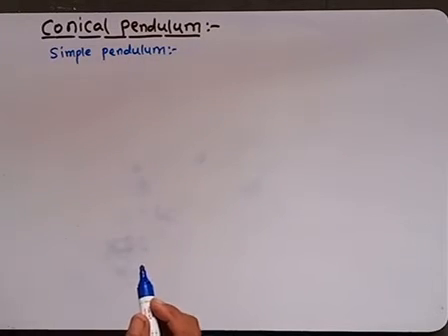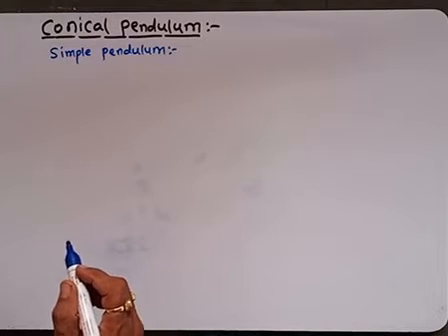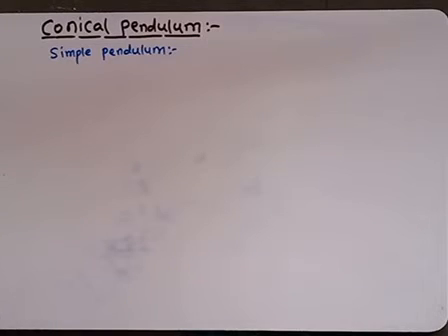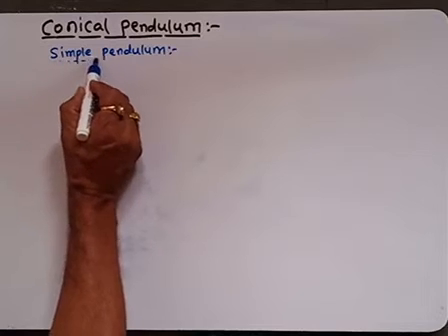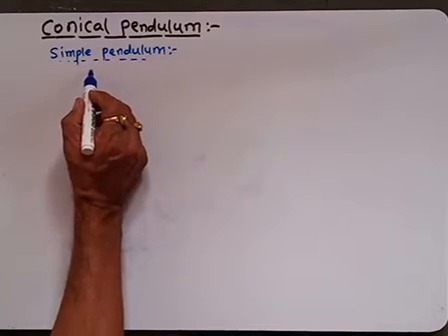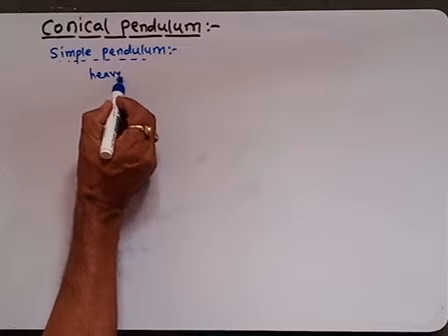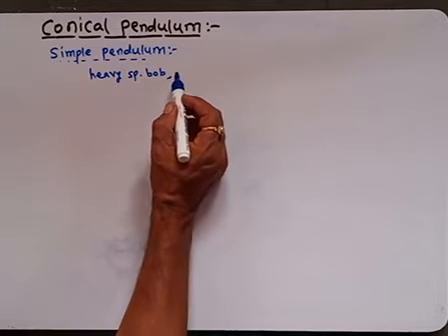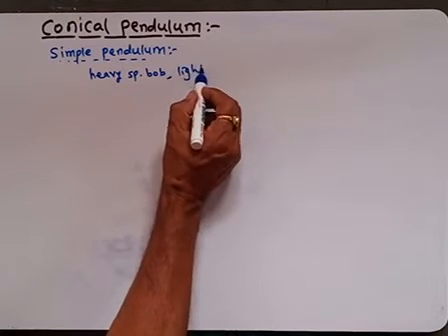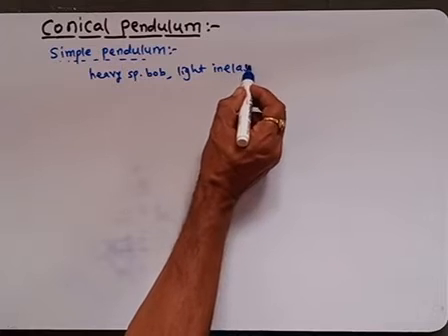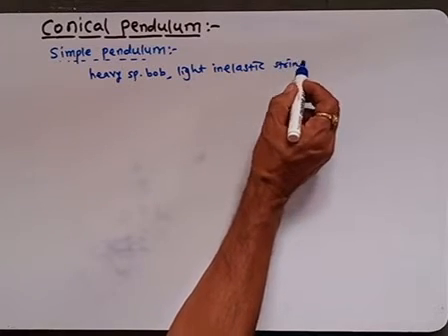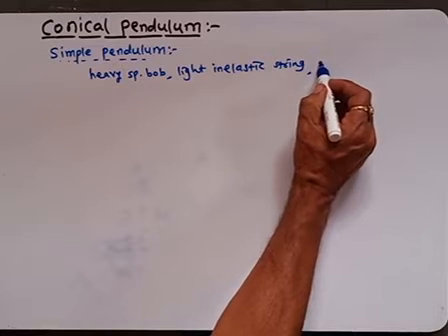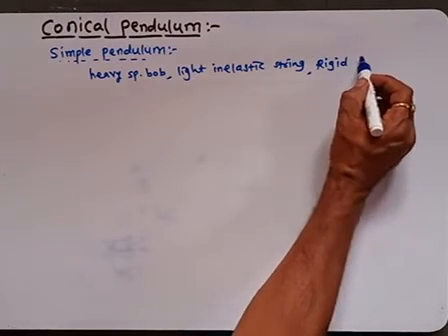Simple pendulum. A small heavy spherical bob suspended by a light inelastic string from a rigid support is called a simple pendulum. See here, three things are important: a heavy spherical bob, suspended by a light inelastic string, and the third one, a rigid support.